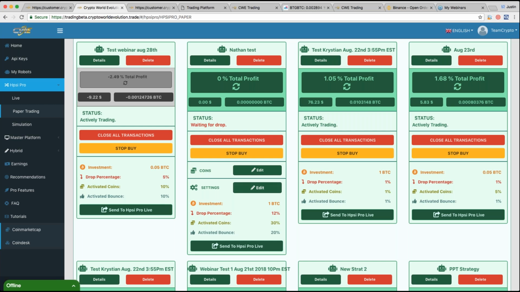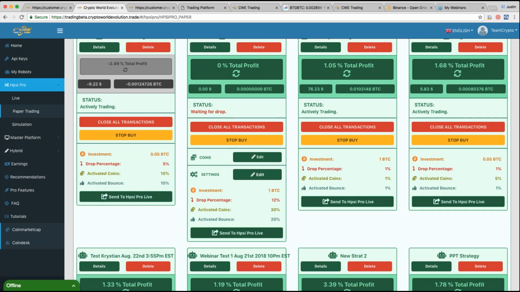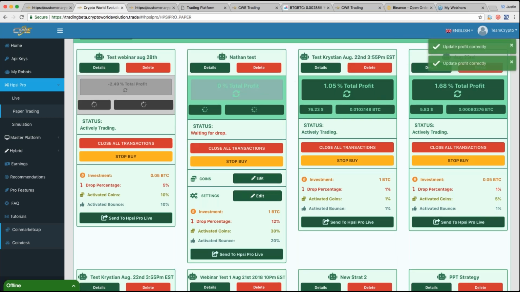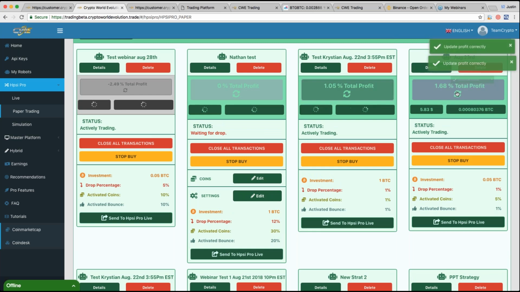But you can see I'm just testing some crazy strategies out here that I send over here. But you can see what it would have done during the current market. Now this one here, you have to come in here, and there's not just one button to refresh. You have to actually click on all of them to refresh.